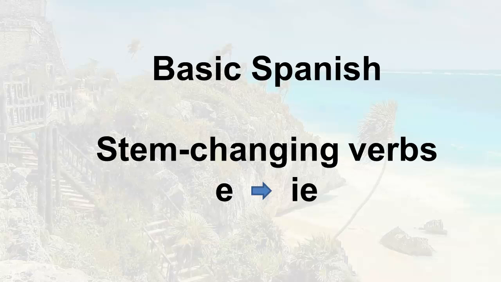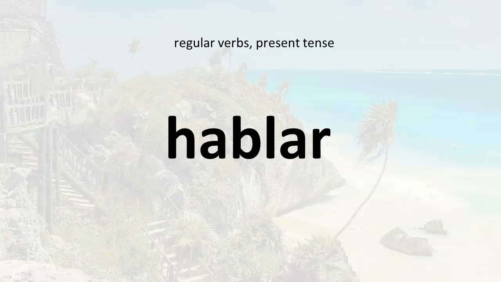In this lesson, we are going to take a look at a new category of verbs, and these are called stem-changing verbs. So let's go back to the beginning. The first thing you learn how to do regarding verbs is to conjugate a regular verb in the present tense. We learn how to conjugate the verb hablar, which means to speak.